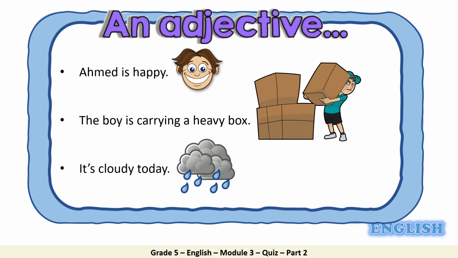Okay, let's see number 1. The adjective is happy. Why? Because we described Ahmed with it. Ahmed is happy. Ahmed is a noun and happy is an adjective.